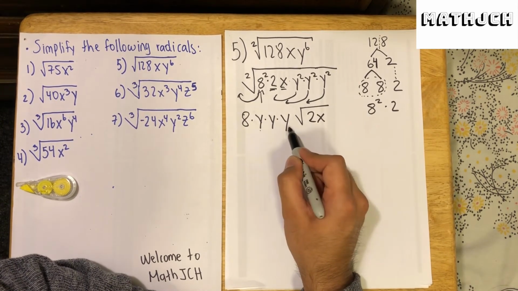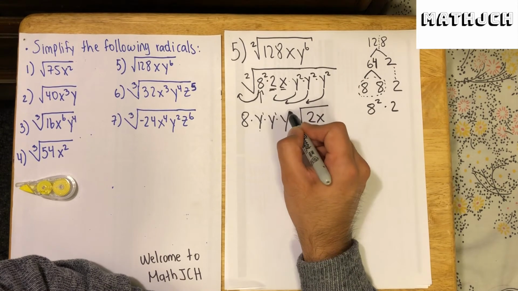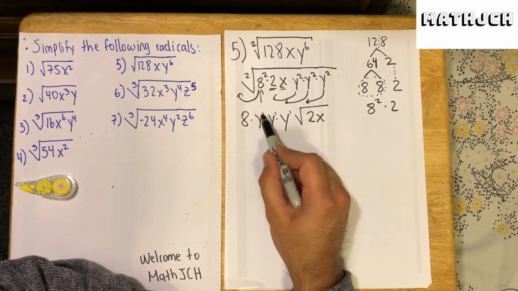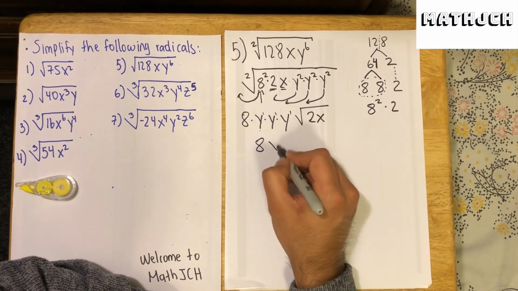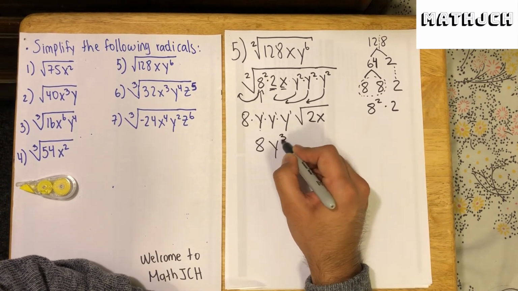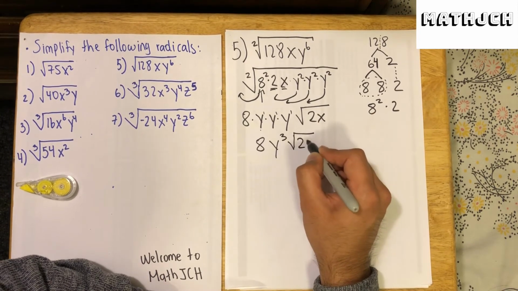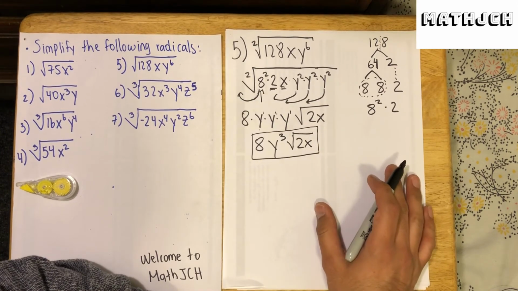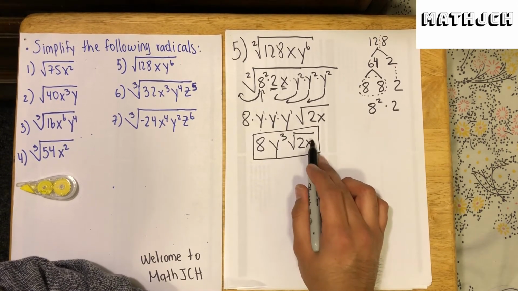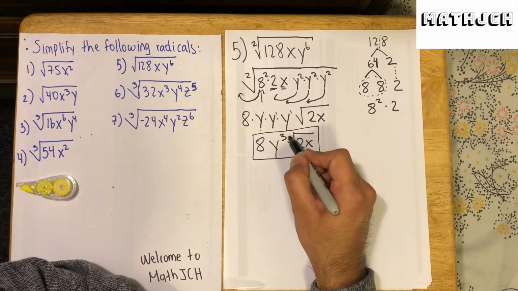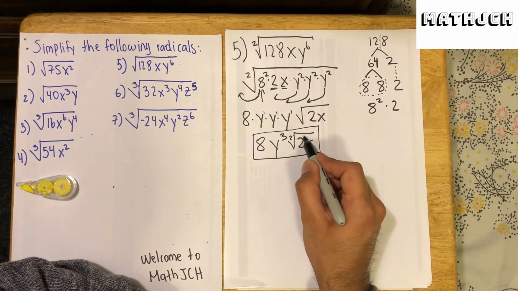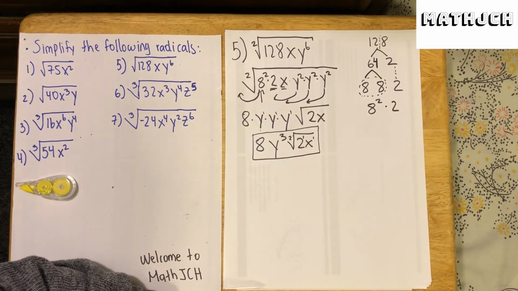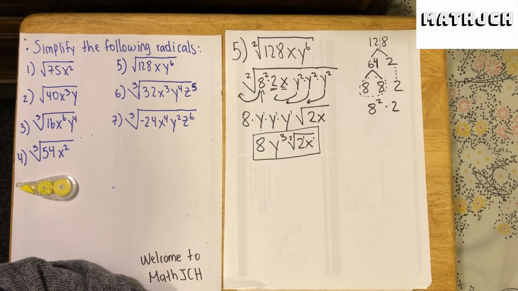And y times y times y, again, each y has power 1. So when you multiply the same letter, the exponents add. So 1 plus 1 plus 1 is 3. So I'm going to have y to the power of 3, and inside, the 2x. And that's going to be our final solution, because 2 cannot be simplified and x cannot be simplified as well. My index here is 2, and the 2 power is 1, and the x as well, which are both less than our index. So that's going to be our solution.